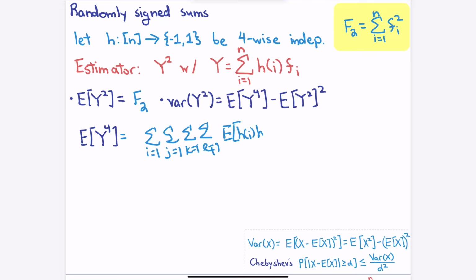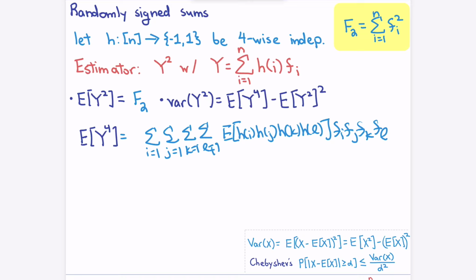hi, hj, hk, hl, fi, fj, fk, fl, right? Okay, so clearly we're in the world of hurt. But these are all the, whatever, 4 of them, quartets.